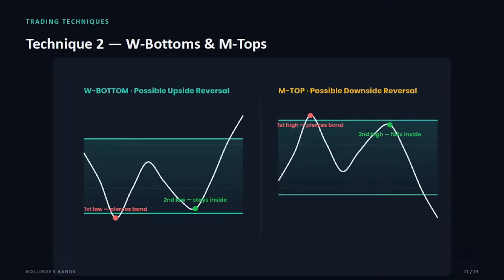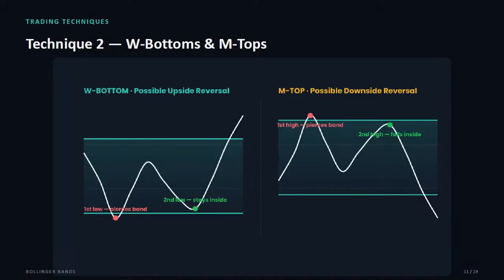The M-top is simply the mirror image, used to spot potential downside reversals. Price pushes up to the upper band, pulls back, then pushes up again, but this second push fails to reach the band, tracing out a rough M shape. That weaker second push suggests buying momentum is fading, even though price is making a similar high. I want to be very clear here. This pattern suggests a reversal is more likely, it is not a guarantee, and it will fail sometimes.